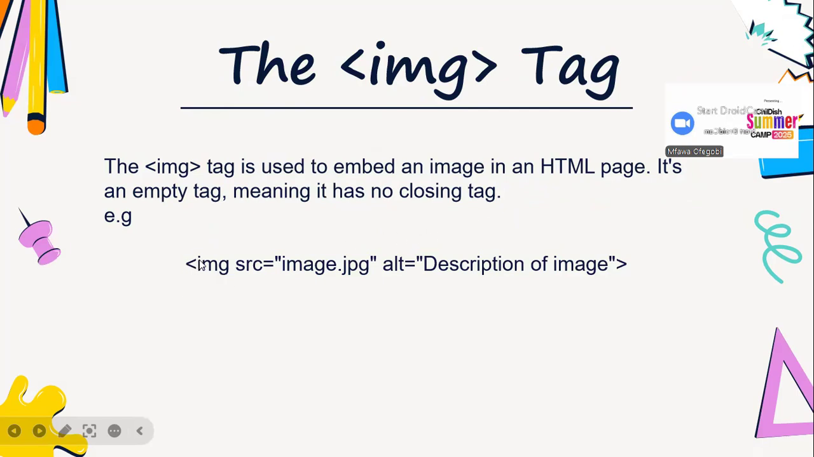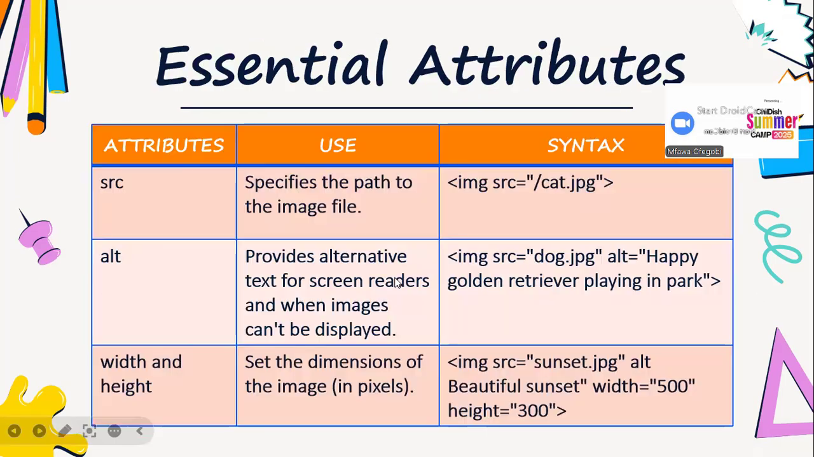If you look at it, closing tags are depicted with the opening angular bracket, the / symbol, the name of the tag, and the closing angular bracket. But the image tag only has the opening tag, with the source and alt attributes inside it, and it doesn't have a corresponding closing tag. All right. So, essential attributes for the img tag.